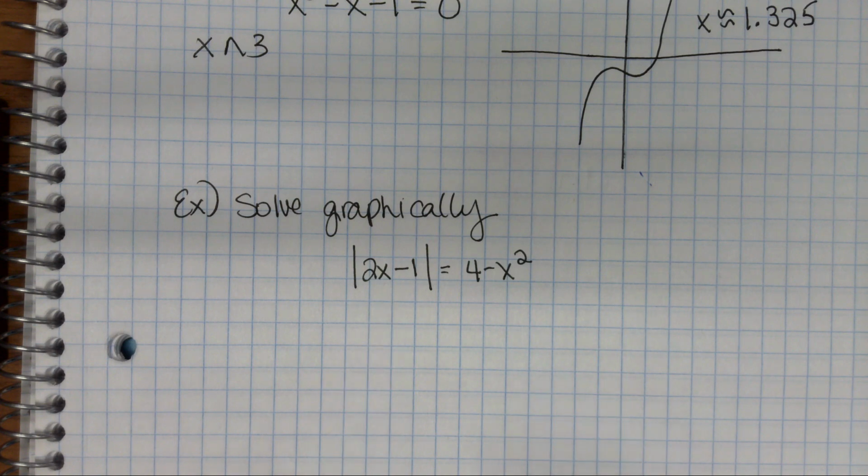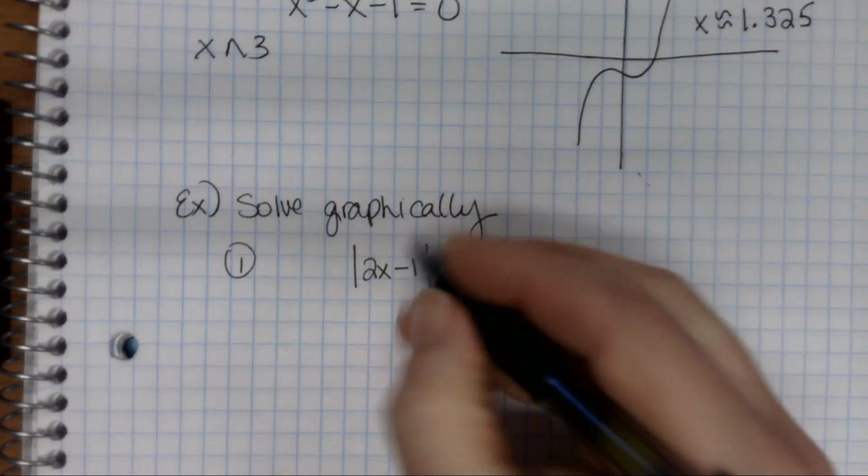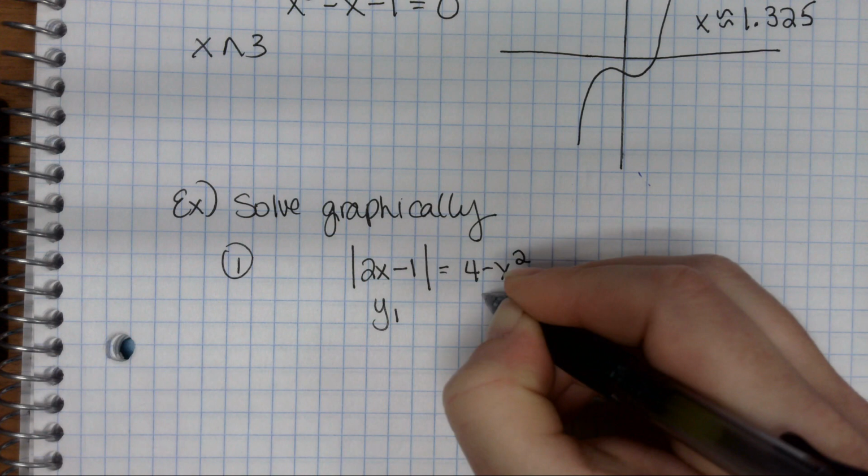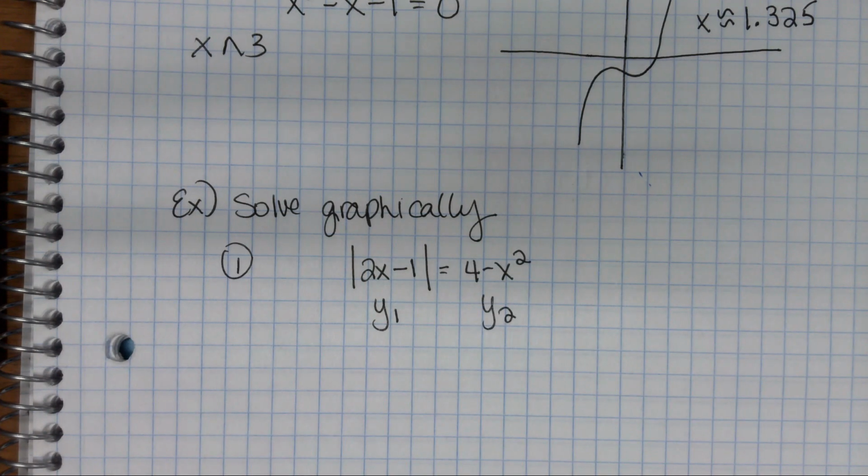Method 1, you could put this into your y1, this into your y2, and find the intersect. They're going to be 2 different looking graphs. One's going to be an absolute value of v, the other's going to be a parabola, a u, and then find the intersection points. Okay?